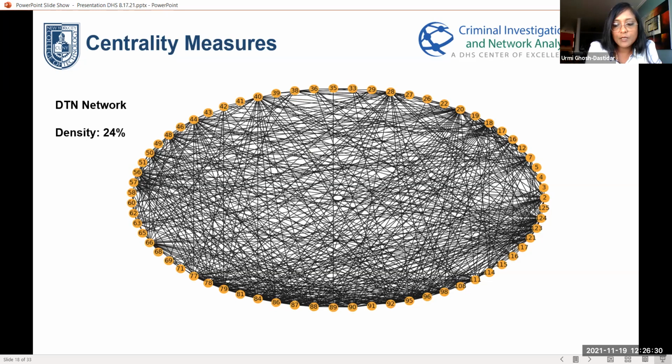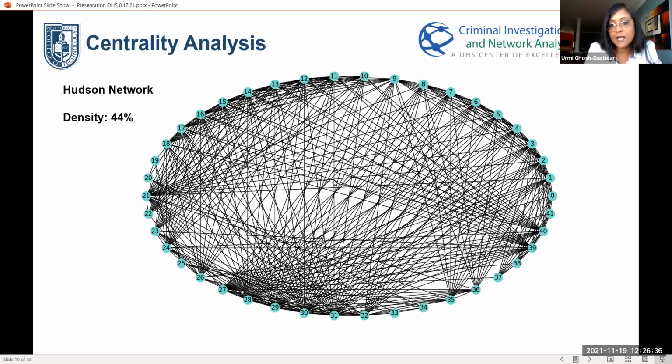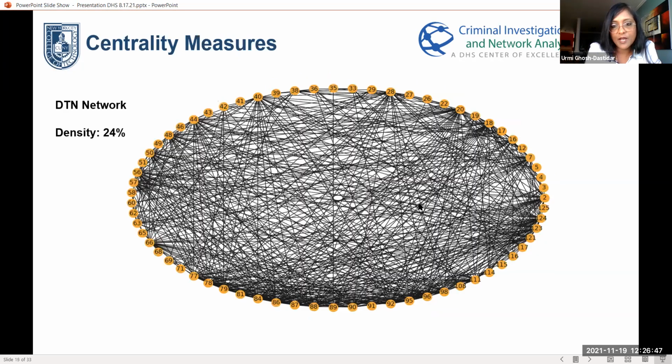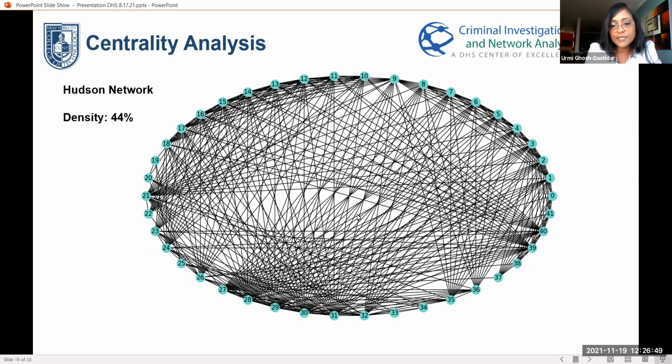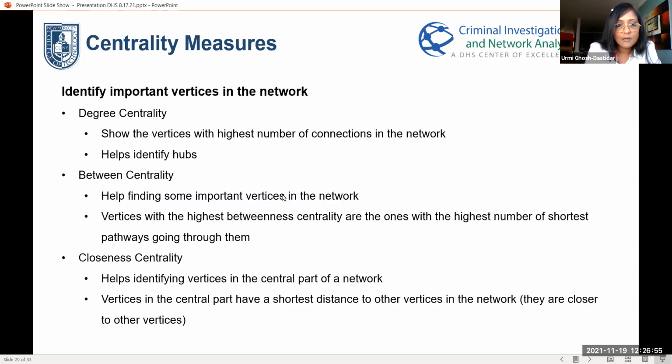Then we looked at another network which I actually worked on, the Hudson River data, and that has higher density. The picture doesn't look like higher density because it has a smaller number of nodes than the DTN, the other one, but it actually has higher density. So we applied a similar method to this data set to see what happens.